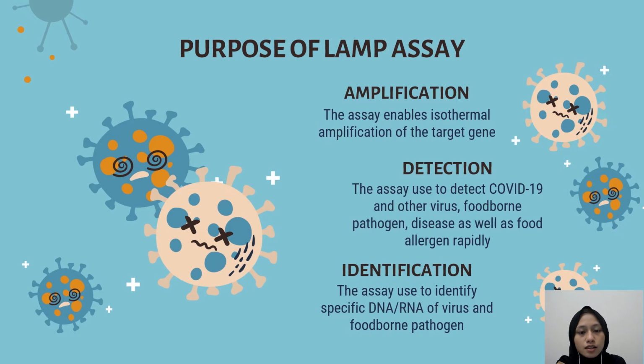Generally, LAMP assay is used to amplify, detect, and identify specific viruses, foodborne pathogens, diseases, and food allergens. In the case of COVID-19, LAMP assay is purposely employed for amplification, where we amplify the target gene in the RNA of COVID-19. We also use LAMP assay for rapid detection and identification of RNA from COVID-19 in the human body, so that we can know whether a person has been infected with COVID-19 or not.